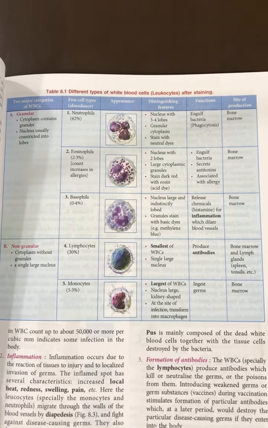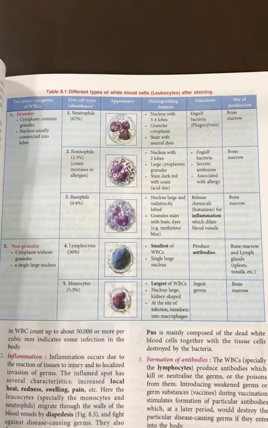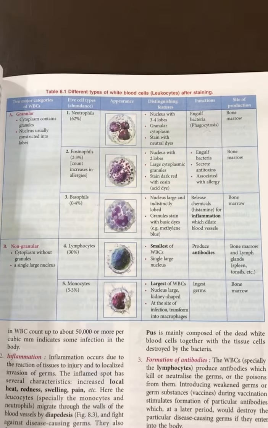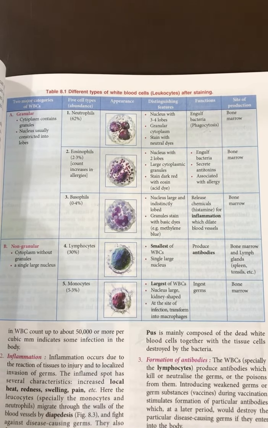And the third type of granulocytes are the basophils. The basophils have a large nucleus and it is indistinctly lobed. The lobes are not distinct in case of basophils. You can't make out the lobes. And granules are there, and they are stained with basic dyes like methylene blue. So when basic dye is added, they are stained by them.